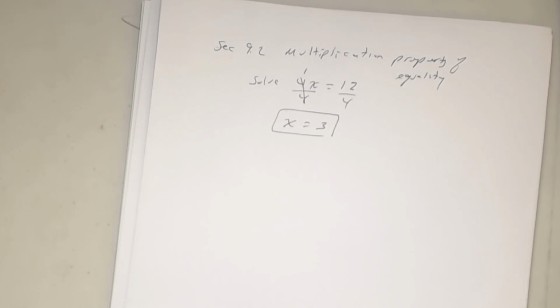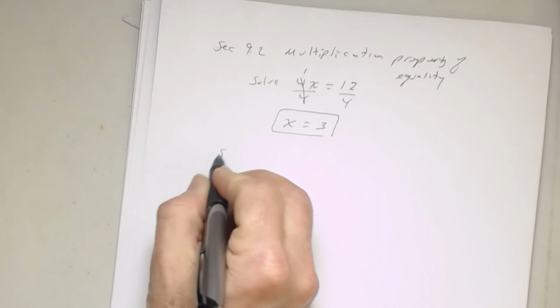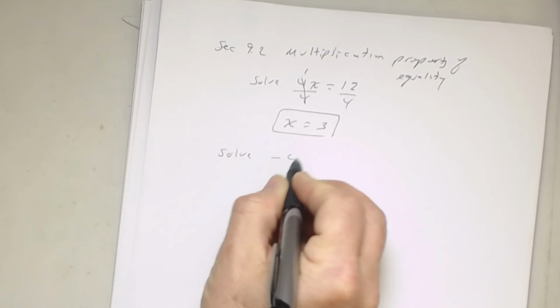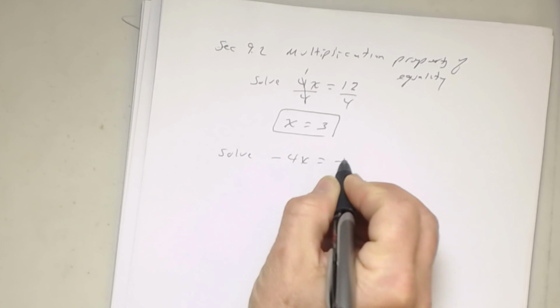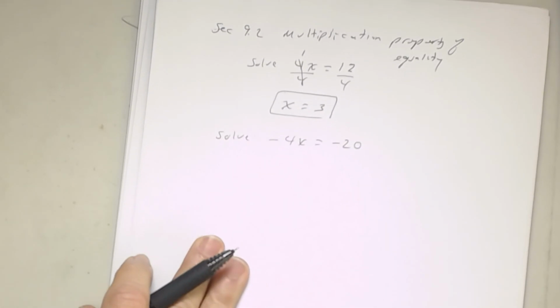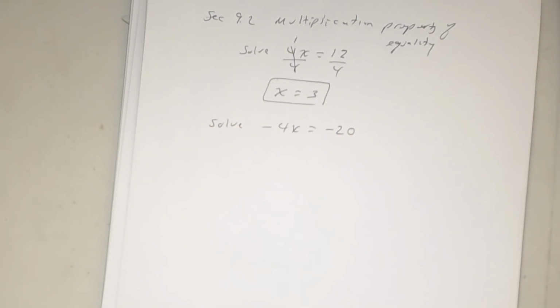Okay. Now let's look at this. Suppose you had negative 4x equal negative 20. Negative 4x equal negative 20. So let's go through the steps. Okay. Do you have any parentheses? Nope. Am I going to use the addition property of equality at all? No. Am I going to use the multiplication property of equality? Yes. Okay, so I got to get the variable x by itself.